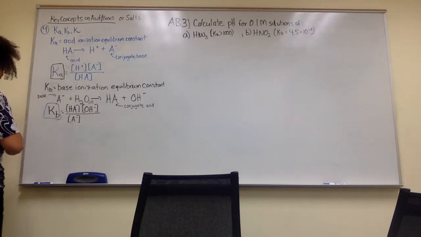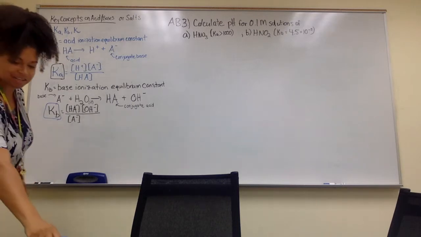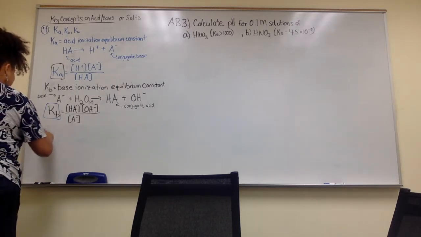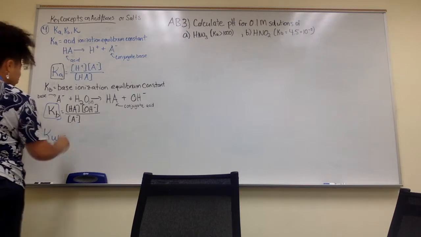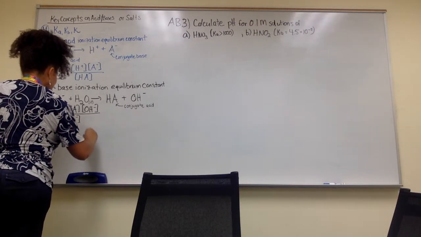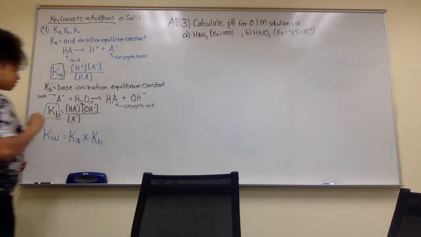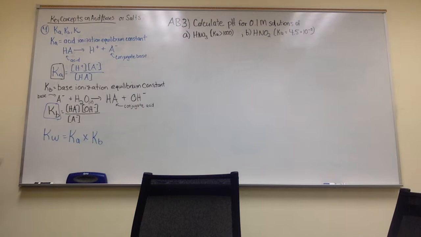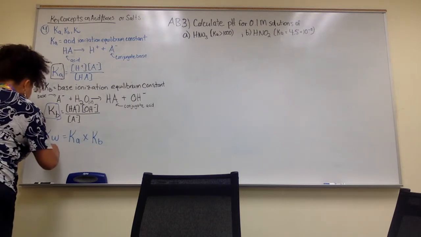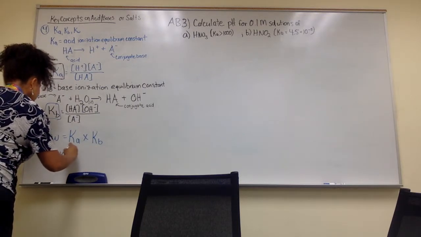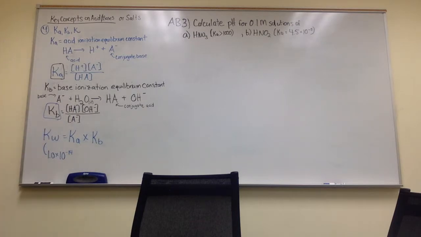Now, what about Kw? Glad you asked. So Kw comes in, which is equal to Ka times Kb. So that's similar to an equilibrium constant where we had different equilibrium constants to represent different steps, and then we multiplied them together that equal the total equilibrium constant. Here for acids and bases, the Ka times the Kb is equal to Kw, and we know that Kw is always 1.0 times 10 to the minus 14. That's going to always be true.